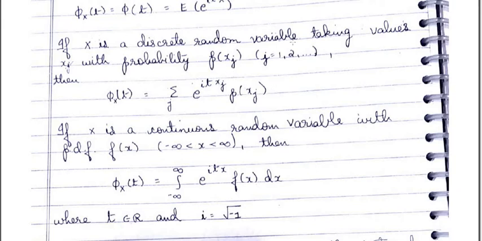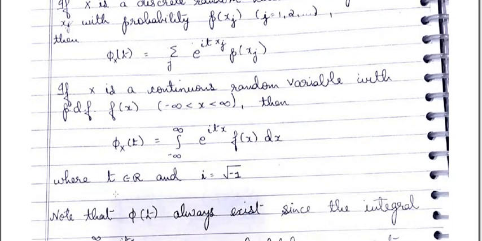If you have a continuous random variable, then what happens here is, in place of summation we take the integration sign. So integration from minus infinity to plus infinity e raised to itx f(x) dx, like that. So if X is a continuous random variable with PDF f(x), where the range of the PDF is minus infinity to plus infinity, then phi_X(t) is equal to the integral from minus infinity to plus infinity of e raised to itx f(x) dx, t belongs to R and i is equal to under root minus 1.